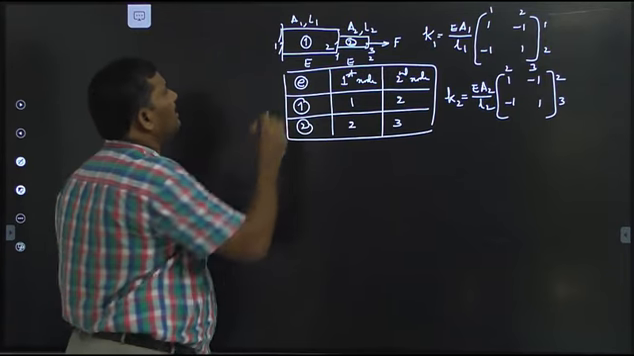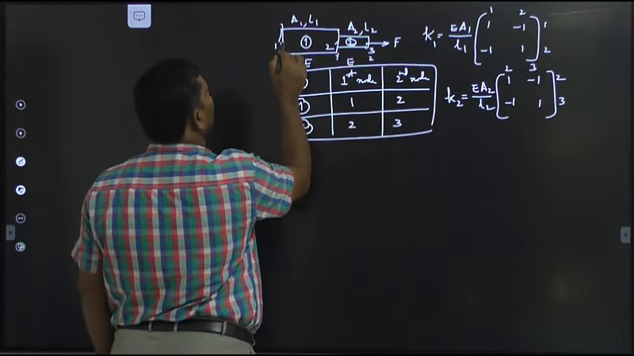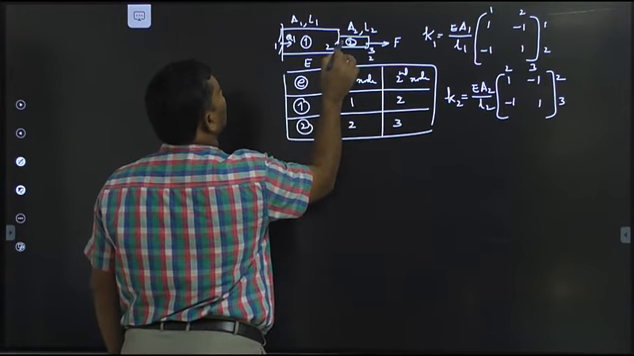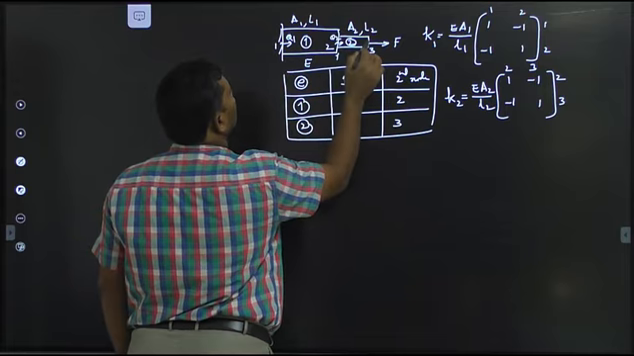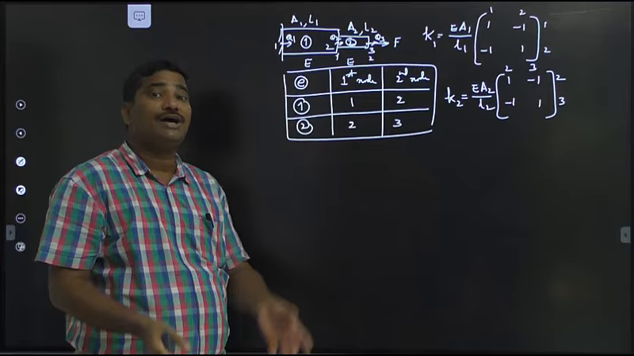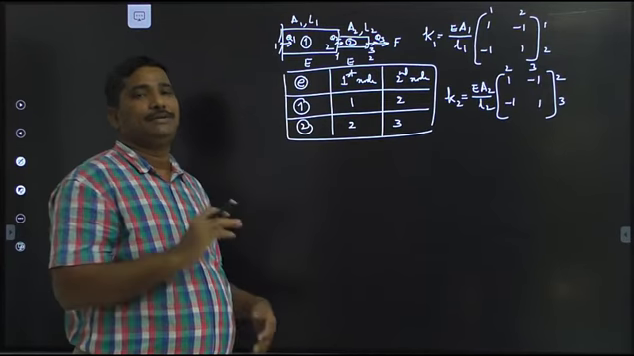Then its size equals the degrees of freedom of the domain. How many degrees of freedom are there in the domain? This is 1 degree of freedom, capital Q1. This is another degree of freedom, capital Q2. This is the 3rd degree of freedom, capital Q3. Therefore, you get the size of capital K as 3 by 3.